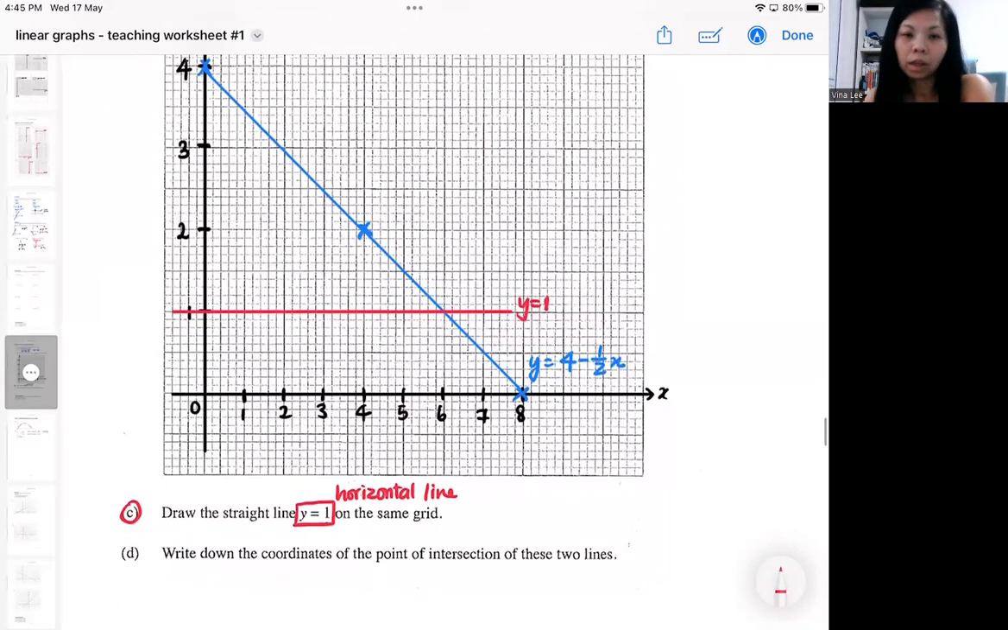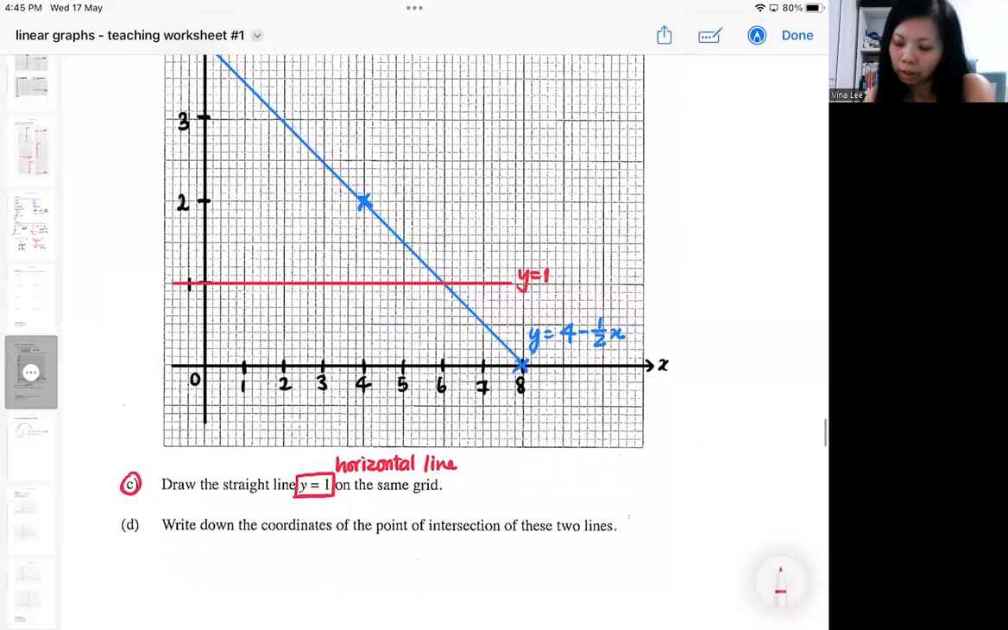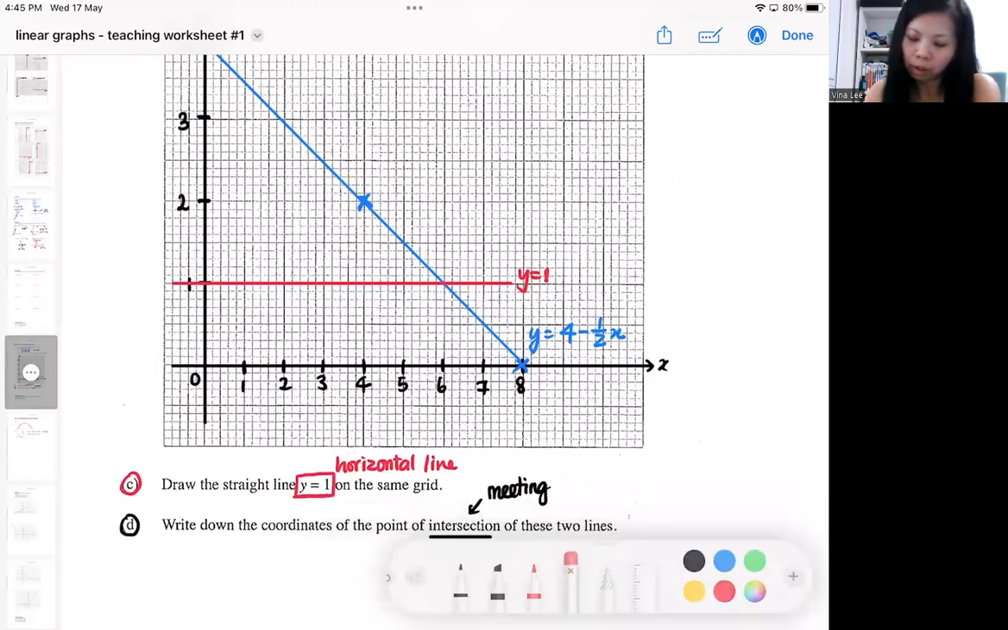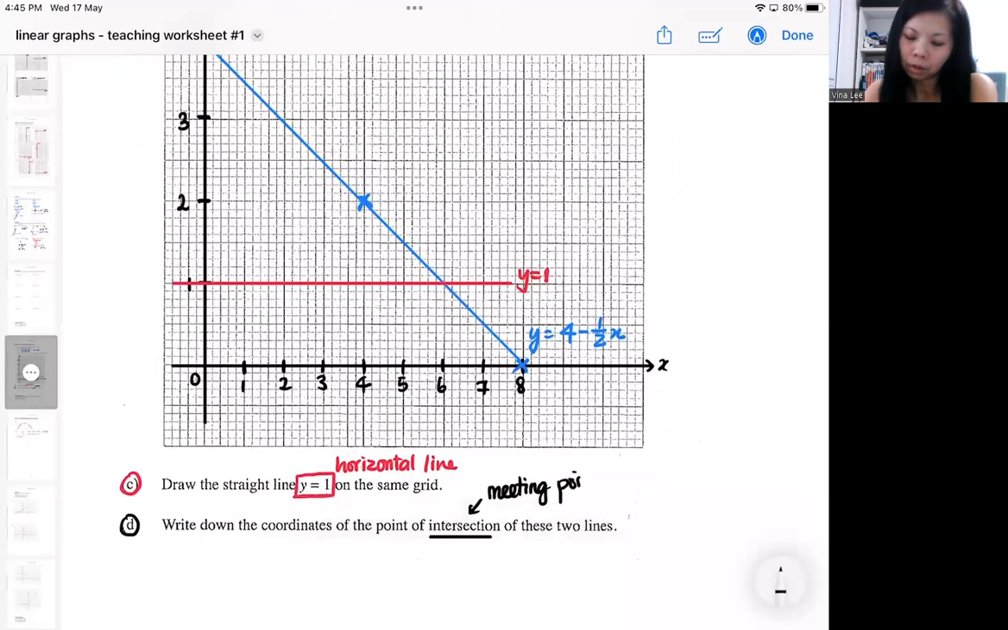And then the question says, write down the coordinates of the intersection. So what do we mean by intersection? That means it's like the meeting point. The two lines will have a meeting point. They meet up at a certain point. So where is the point that they meet up? The blue line and the red line, they will meet up at one point. So what is this coordinate?